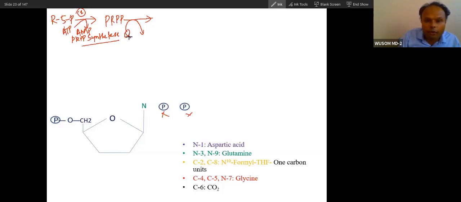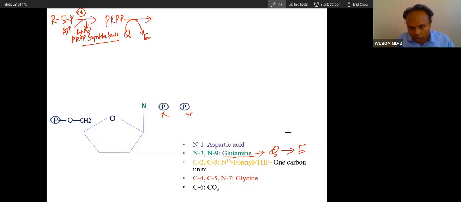Q is the short form of glutamine. So I'll write Q, and glutamine will convert into glutamate. E is the one-letter designation of glutamate. Just remember. So Q will change into glutamate, and the amino group is transferred from which group? Amido group. This is the amido group, present on, I'll write the glutamine.